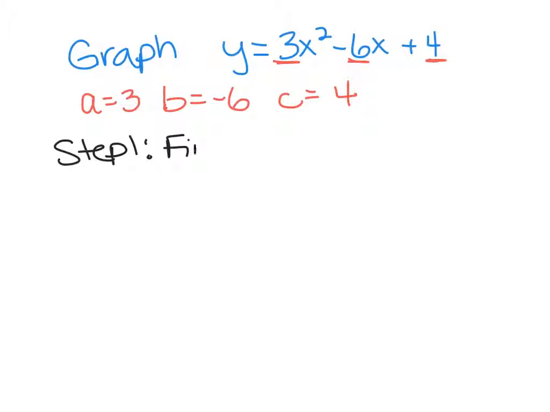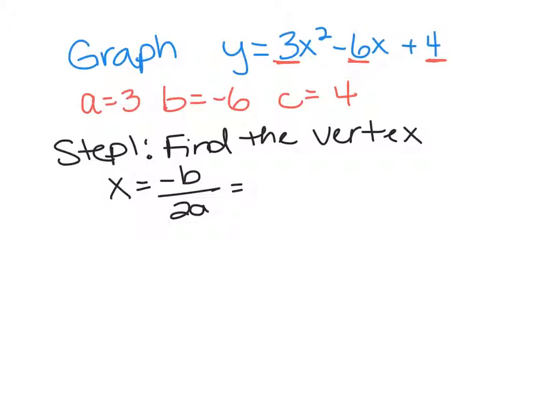Alright, step 1 is to find the vertex. That's always our starting point when we're graphing using standard form. So x is equal to the opposite of b over 2 times a. So we substitute in our values. It's the opposite of b, which would be a positive 6, because if you look above, b is negative 6, the opposite of b is positive 6. So hopefully that makes sense. And then 2 times 3. So notice that we just took this 3, plugged it in, 2 times 3, so we're going to get 6 over 6, which equals 1. Alright, so that's the beginning of our graph.